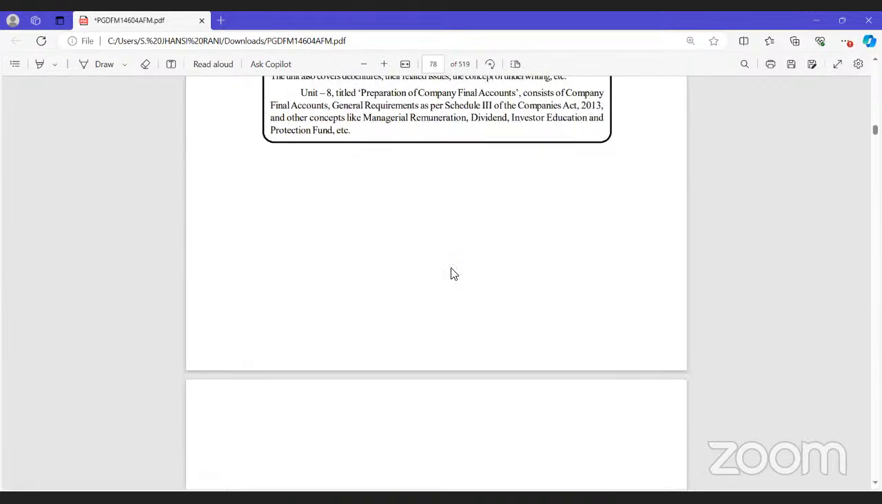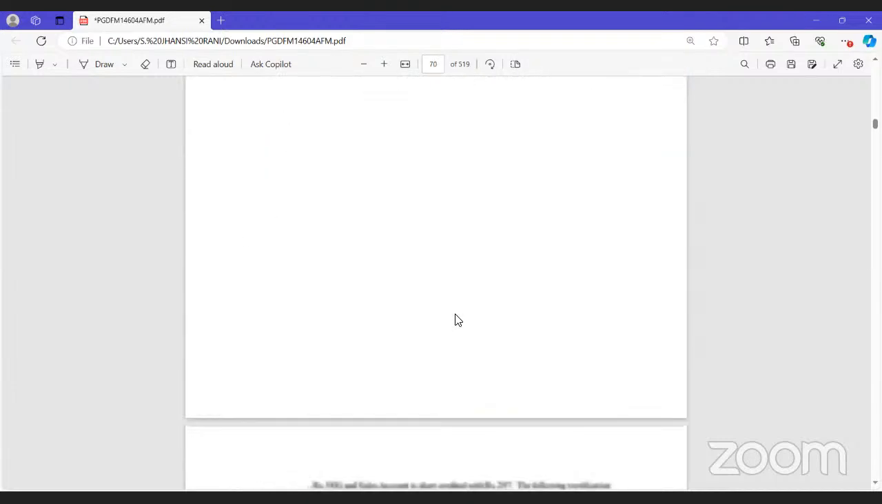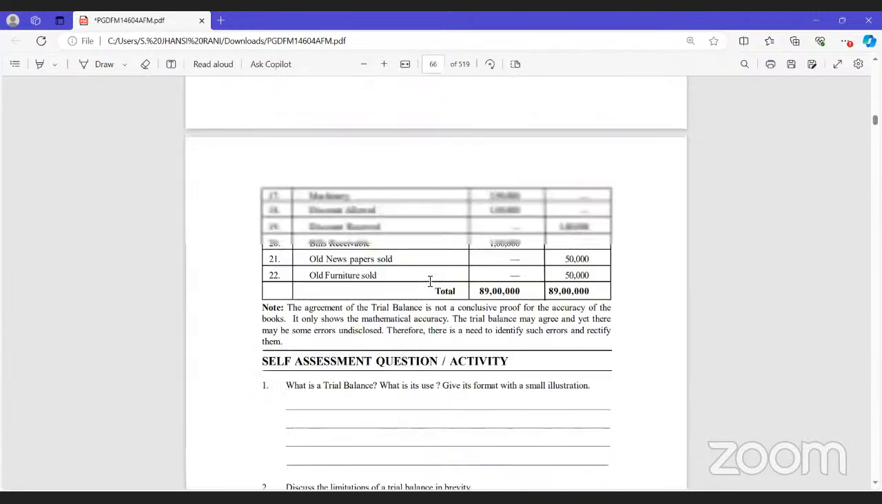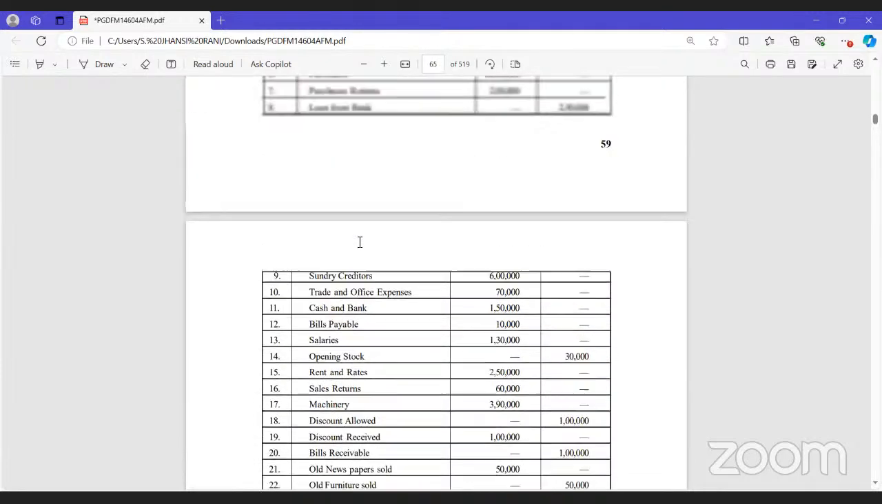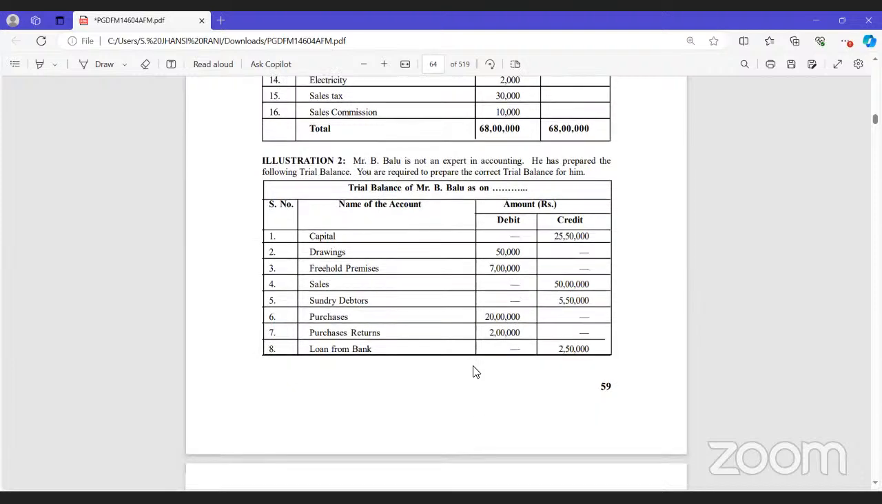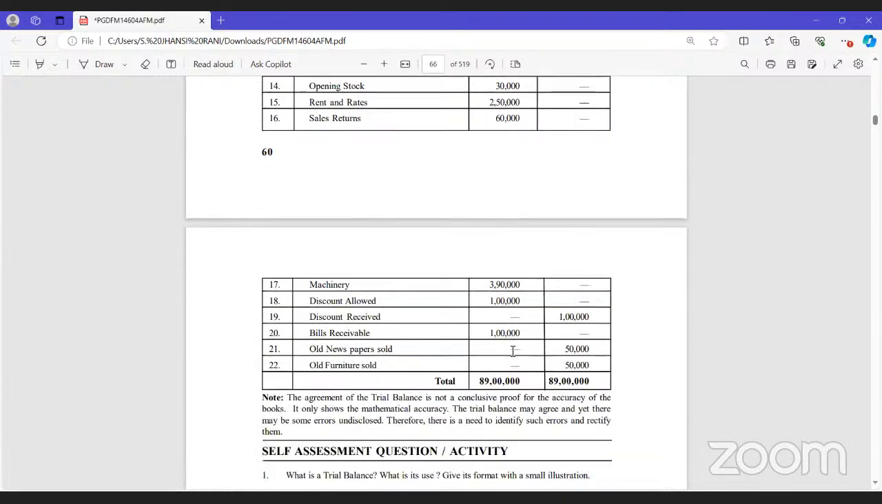What is this suspense account? Suspense account arises in the trial balance. Here we are preparing one trial balance. Some trial balance is given to us, and here is the solution. If this trial balance is not tallying, tallying means both debit and credit should be equal.